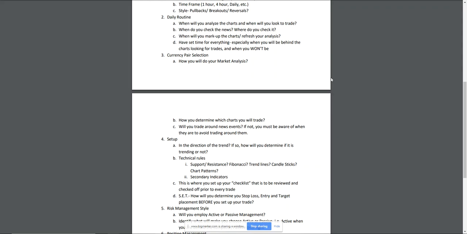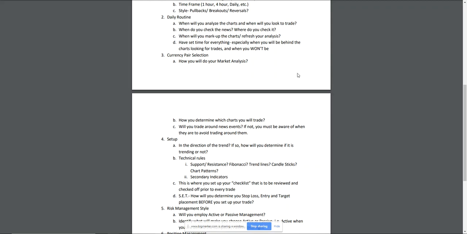Or I'll have a flag that I'll give a pair, right? I'll flag it. If it's on my watch list, it's red. It's there. I'm watching it. If it's close to being on my watch list but didn't trigger that new break of structure yet, then maybe I'll give it an orange flag because it's close but not there yet. And I'll keep an eye on it. But you need to include how you determine the chart you'll trade. And will you trade around news events or will you not, like I said already?